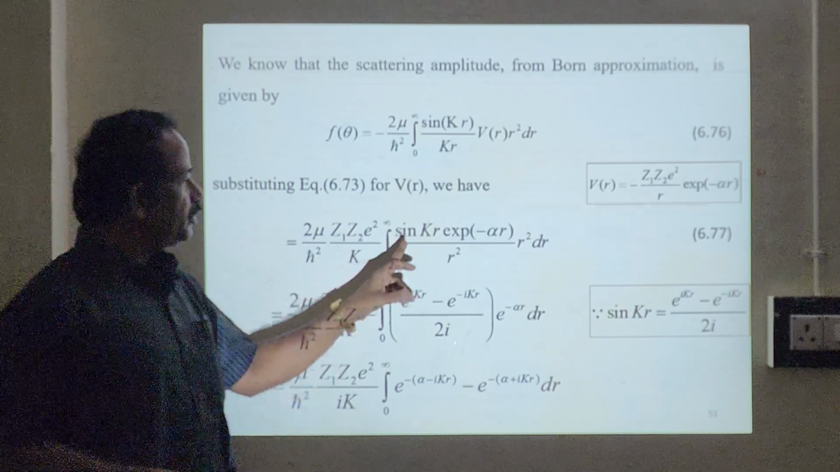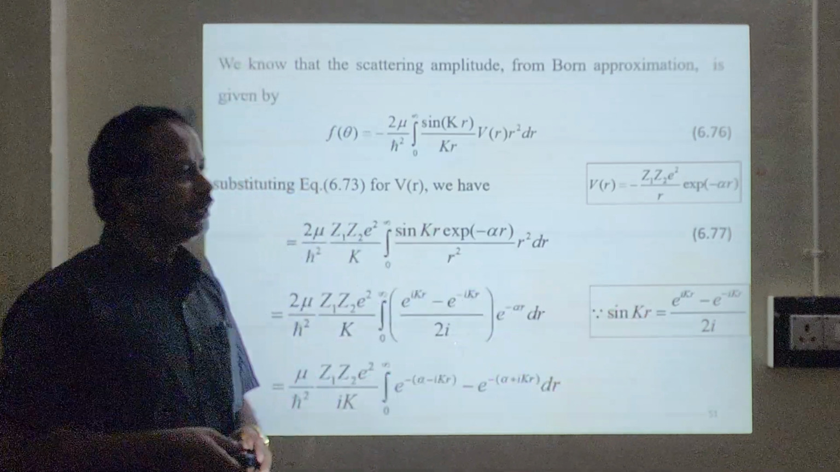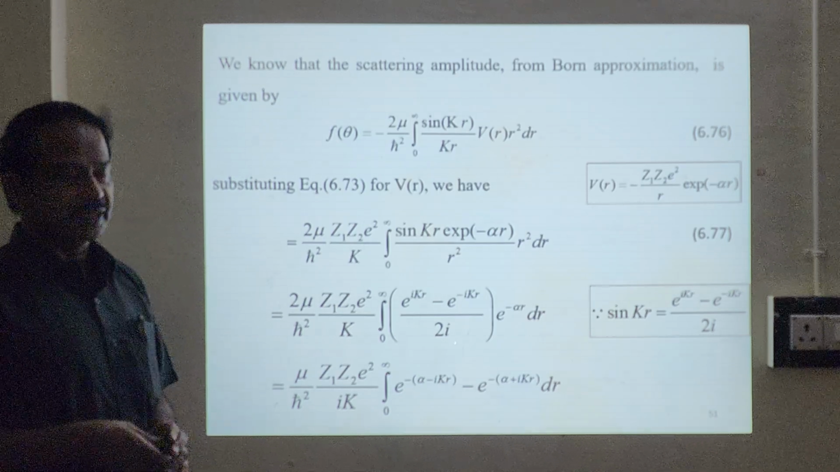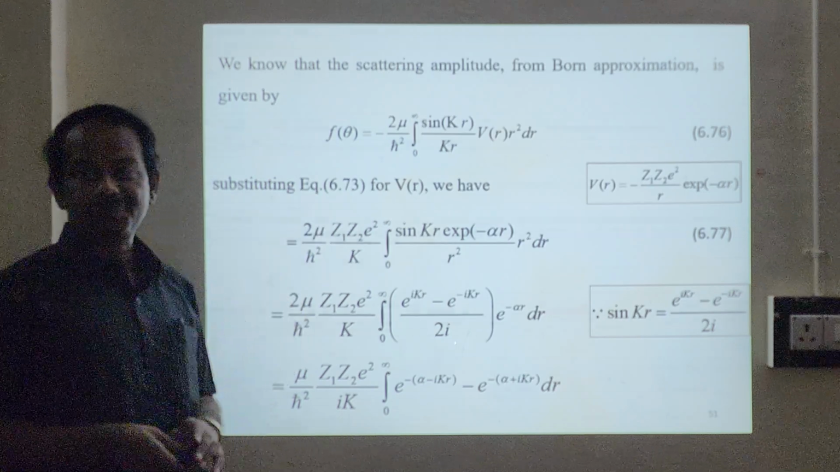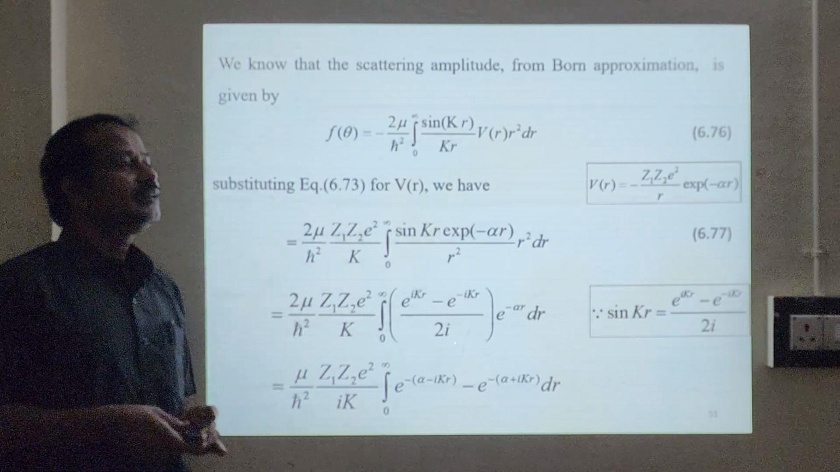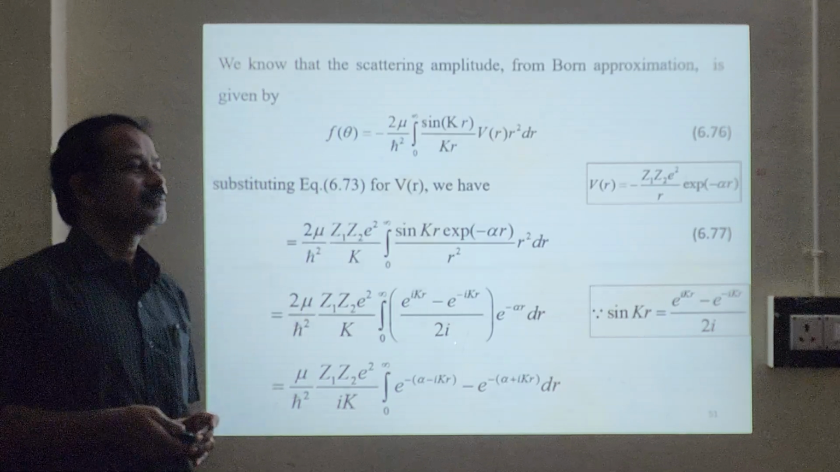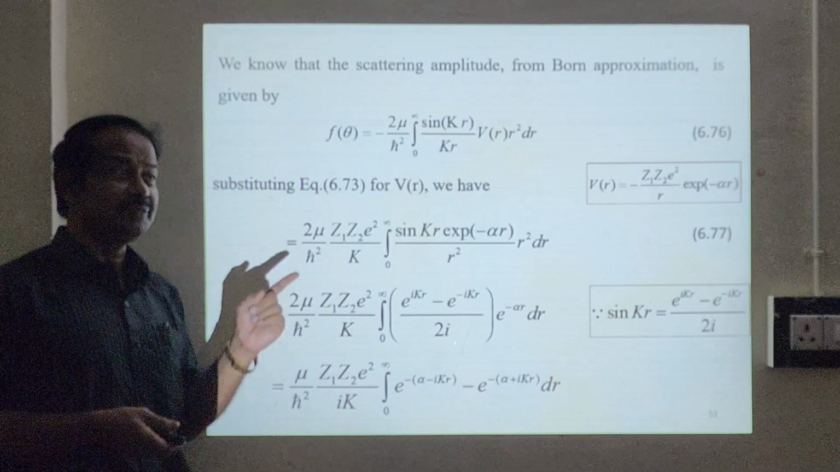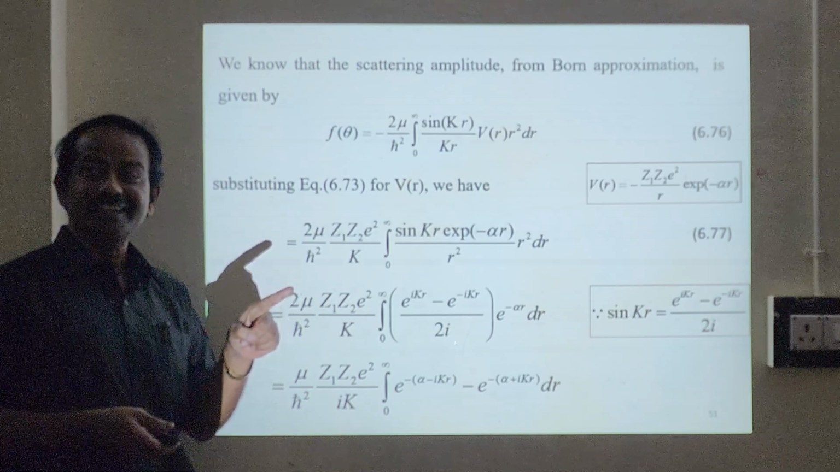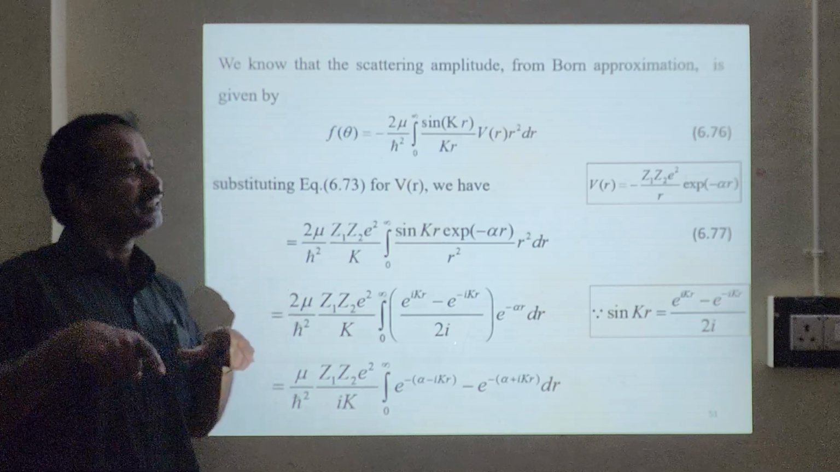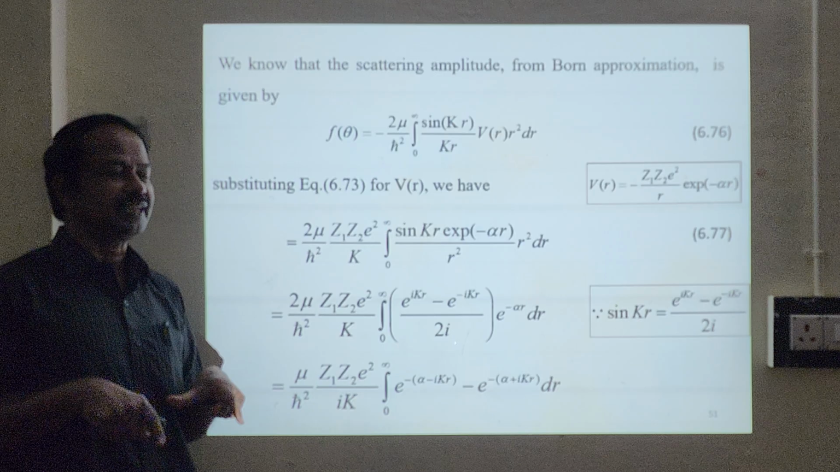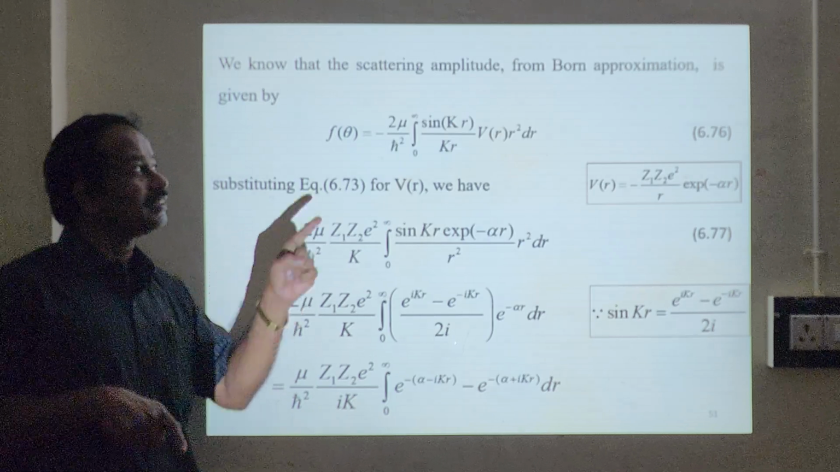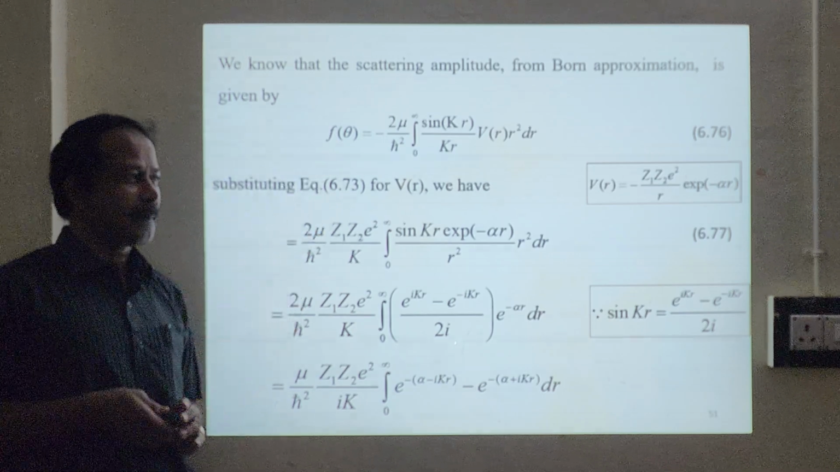We know that sin kr is given by e power ikr minus e power minus ikr by 2i, we know already. What is this k? Can you remember this k? Capital K. Usually we write only small k and k naught. K naught is the wave vector of the incident particle, and small k is the wave vector of the scattered particle. Here I have written it as capital K.